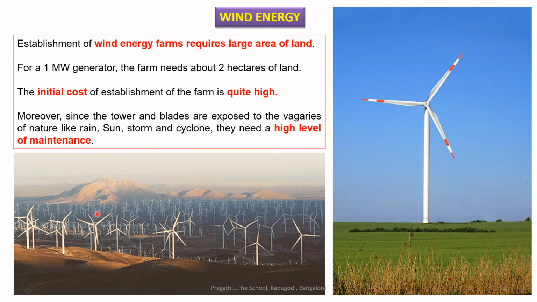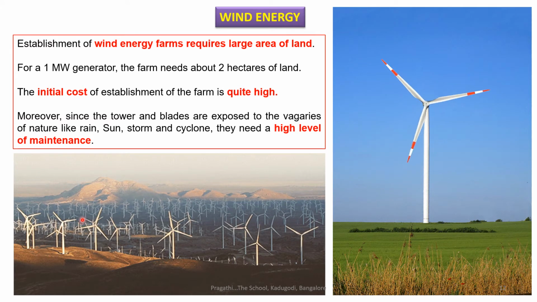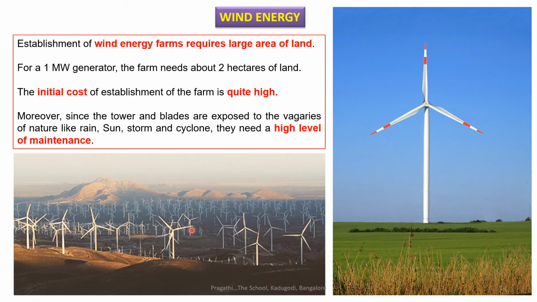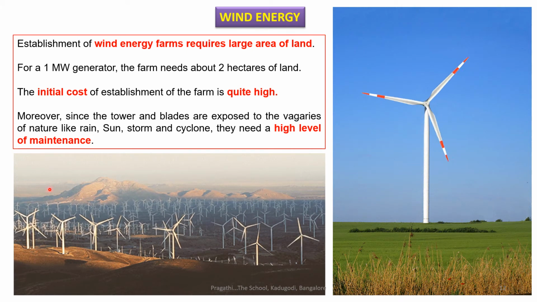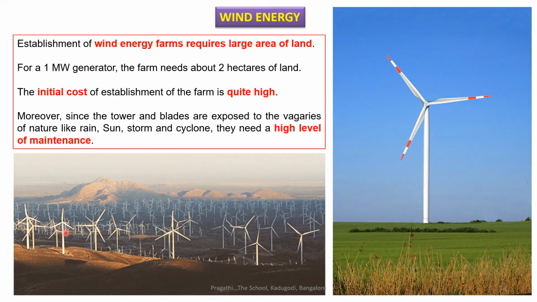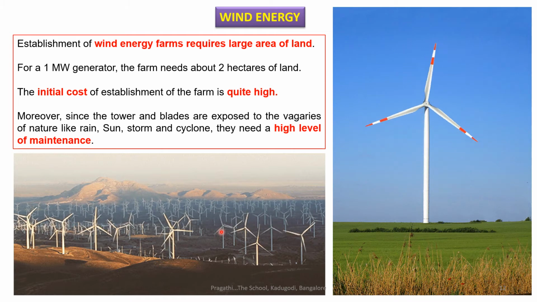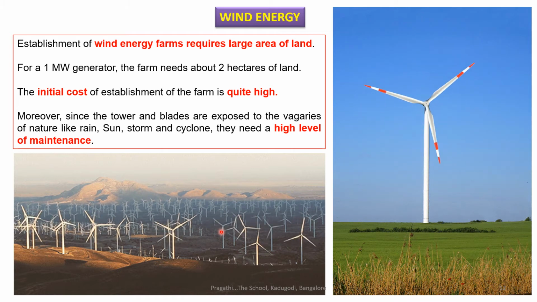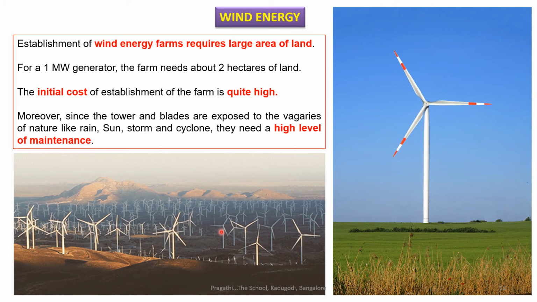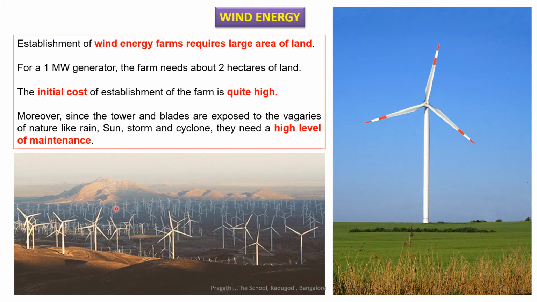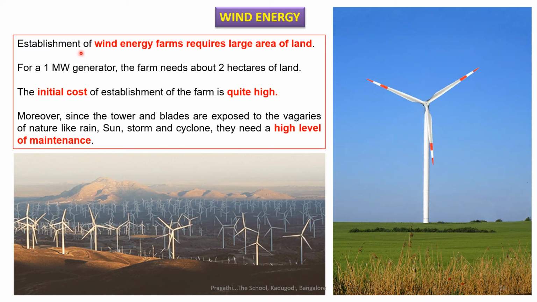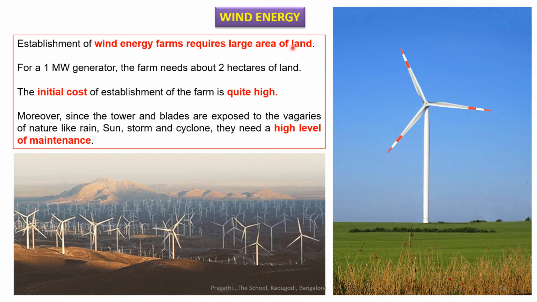See, this is a wind energy farm. See how many are there? There are more than 200 thousand. We don't know, the whole area is covered. So many windmills are covered. Why? Because the wind flow, which is 15 kilometers per hour, will be more in these kinds of regions. Establishment of wind energy farms requires a large area of land.